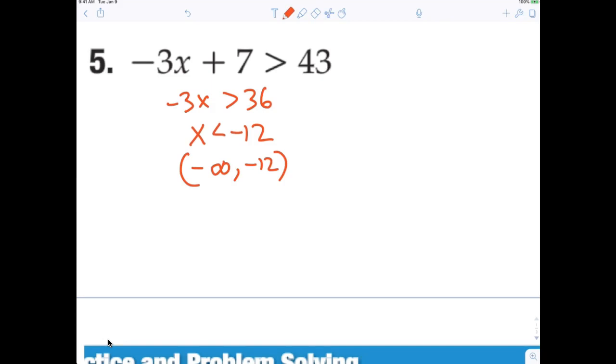Everybody okay? Allison? Not hearing anything from you. You good? Why isn't there a bracket? Because it doesn't have an equal to sign. Equal to is the bracket.